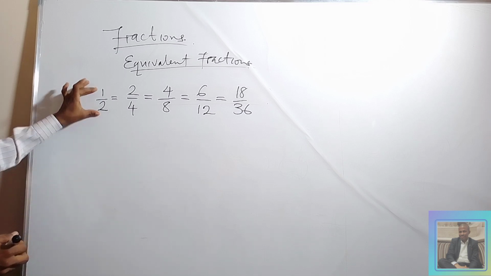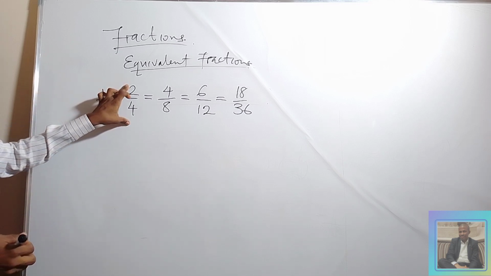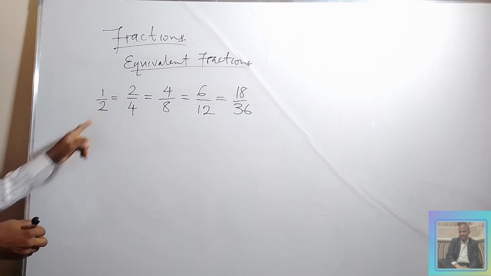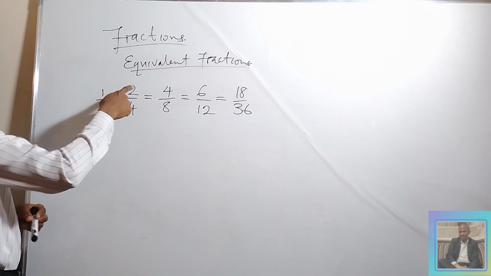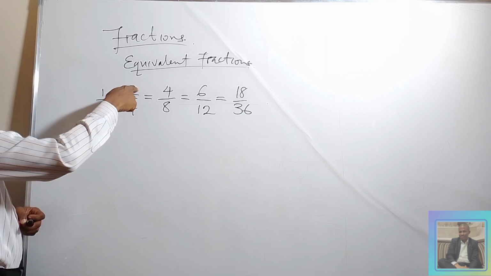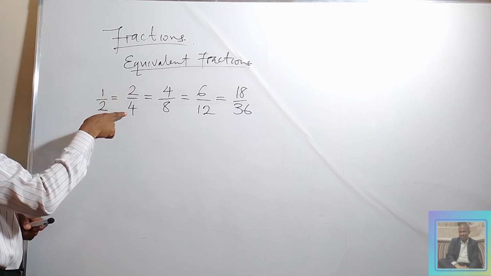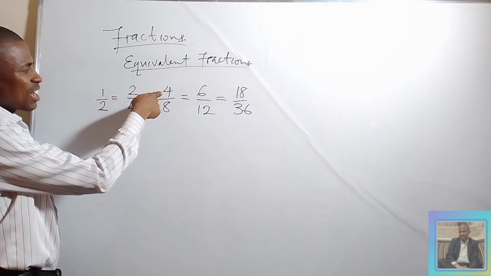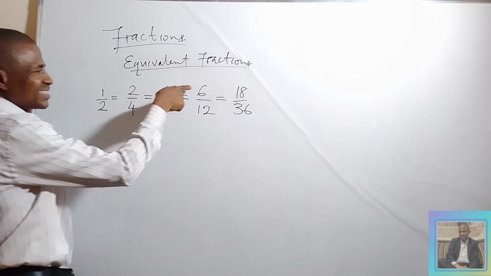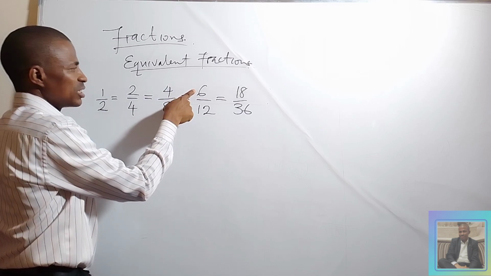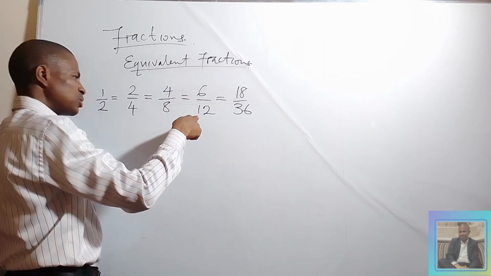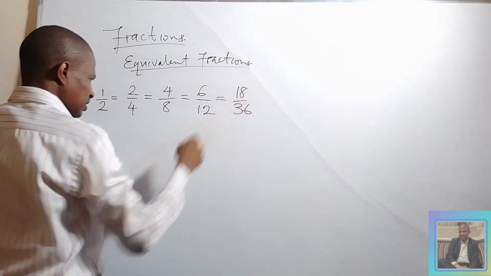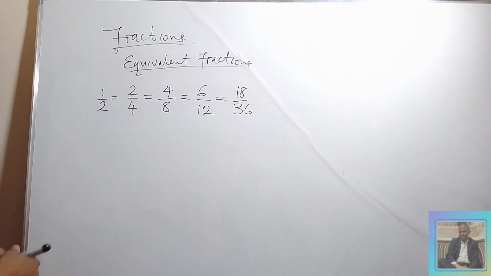1 over 2 is a fraction. 2 over 4 is the same equivalent fraction as 1 over 2. Why? Because 2, the numerator, is half of 4, the denominator. 4, the numerator here, is half of 8, the denominator. 6, the numerator here, is half of 12, the denominator. While 18, the numerator here, is half of 36, the denominator. How do we arrive at this?